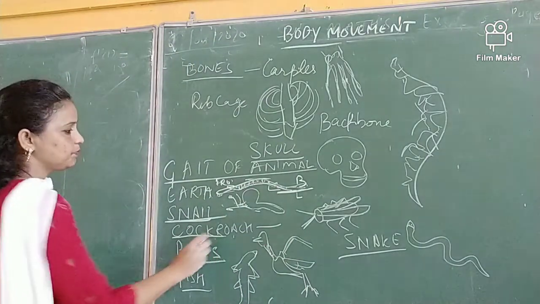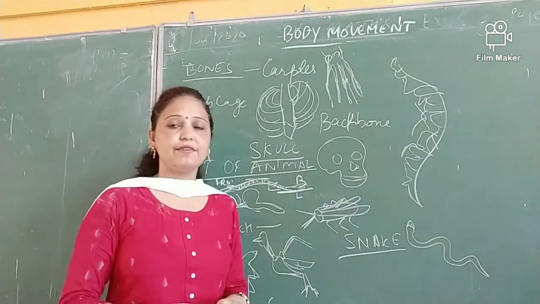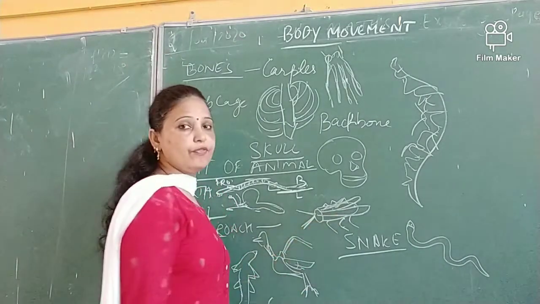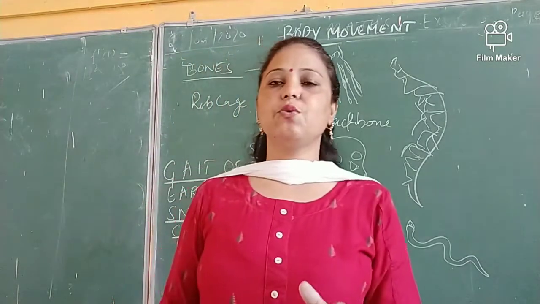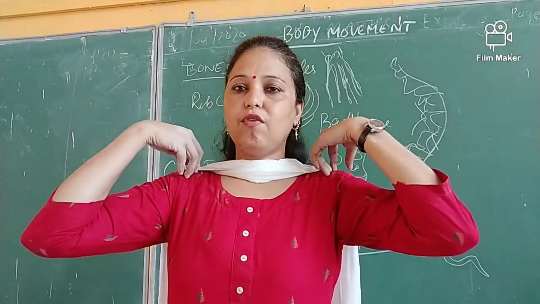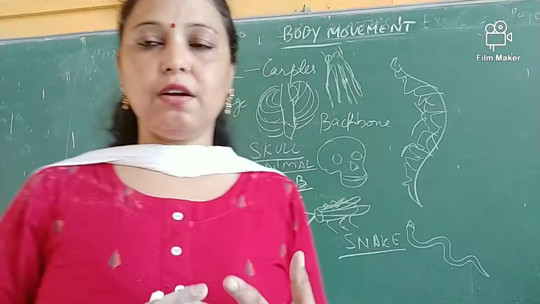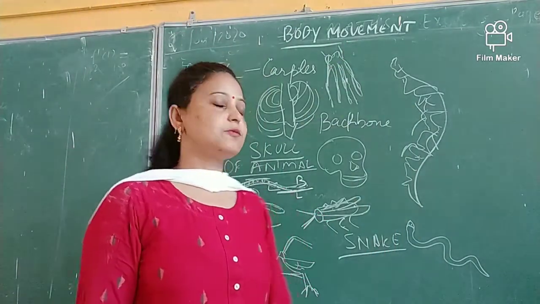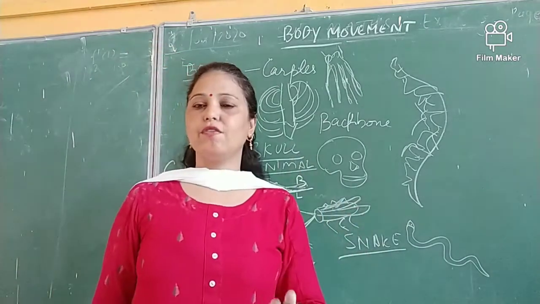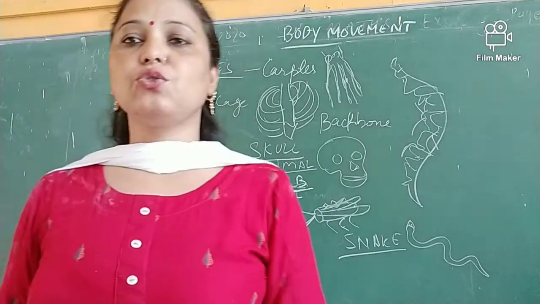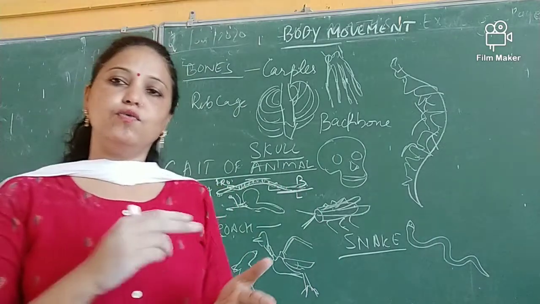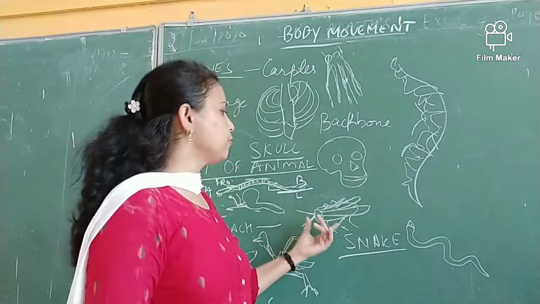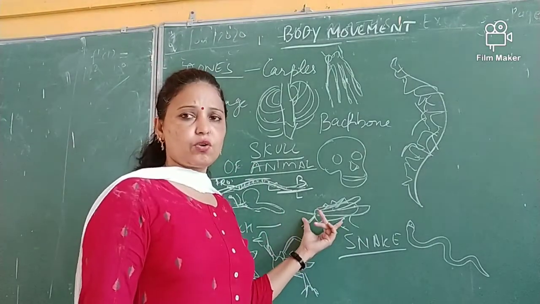Next is the cockroach. You see that the cockroach has 3 pairs of legs. These are the 3 pairs of legs and 2 pairs of wings. So the front legs are known as the forelimbs, like these are our forelimbs, and the middle limbs are there, and the hind limbs, and we have only the forelimbs and the hind limbs. So the cockroach has 3 pairs of limbs and 2 pairs of wings. So the cockroach is able to walk, climb and fly. Okay, so that means 3 movements can be done by the cockroaches.